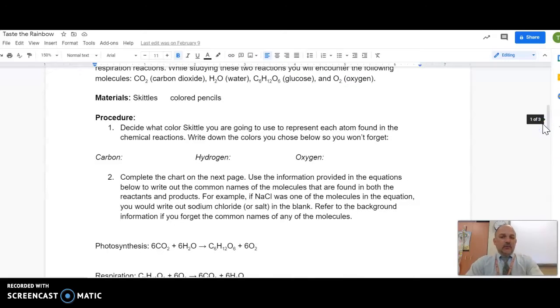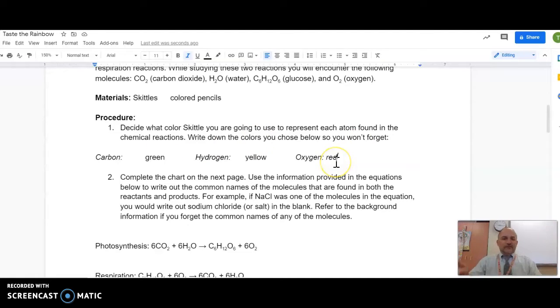I have to decide what color Skittle I'm going to use to represent each atom found in the chemical reactions of photosynthesis and cellular respiration. I'm going to use green for carbon, yellow for hydrogen, and red for oxygen. It doesn't really matter which color you pick. You have different colors maybe, or you have 3 colors. You pick which colors you want.